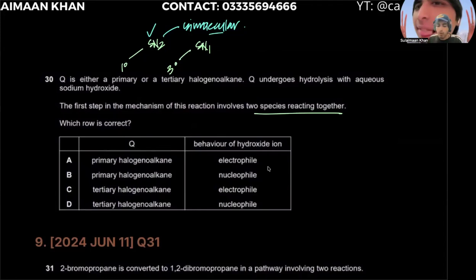So the haloalkane obviously is a primary one, and obviously if it's undergoing the reaction with aqueous sodium hydroxide, it's the nucleophilic substitution reaction, because the hydroxide ion behaves as a nucleophile again. So A is wrong, and B is the correct option. समझ में आ रही है?